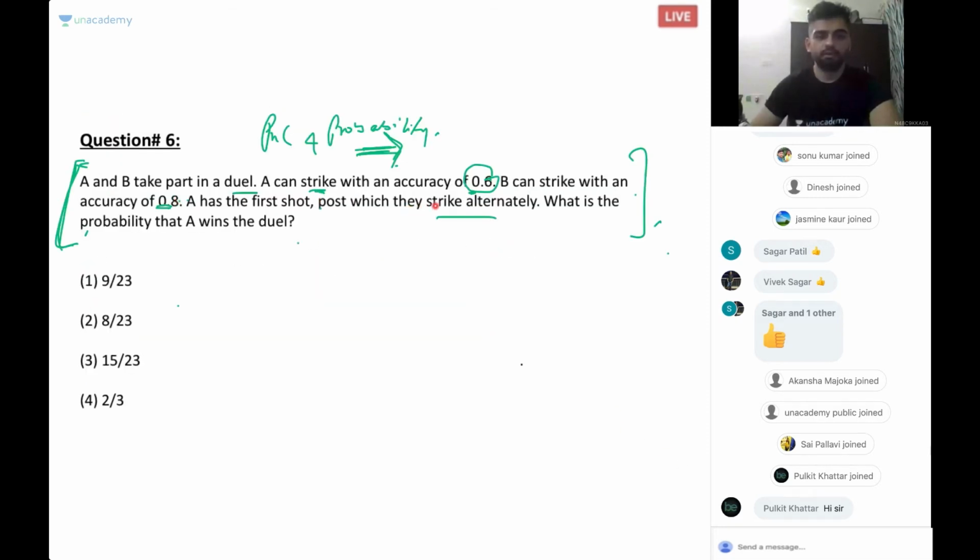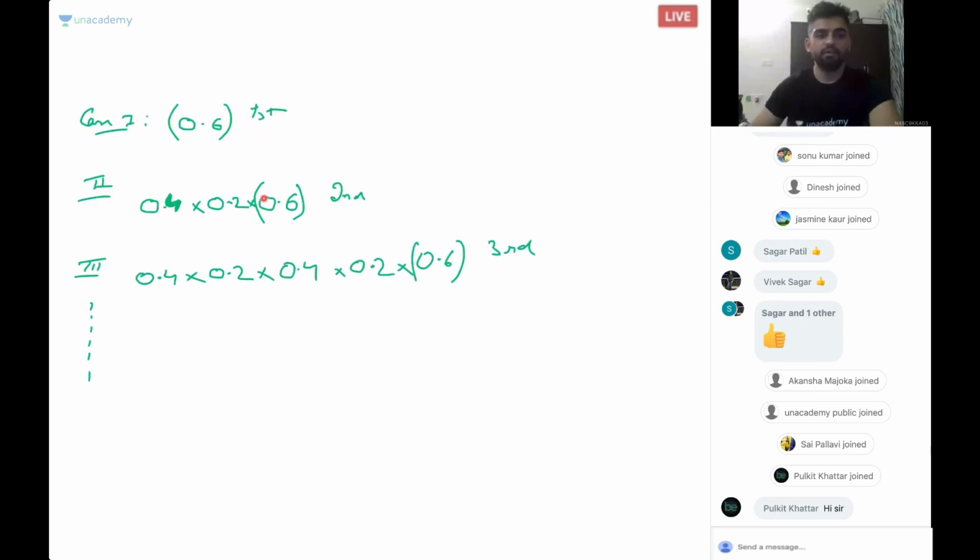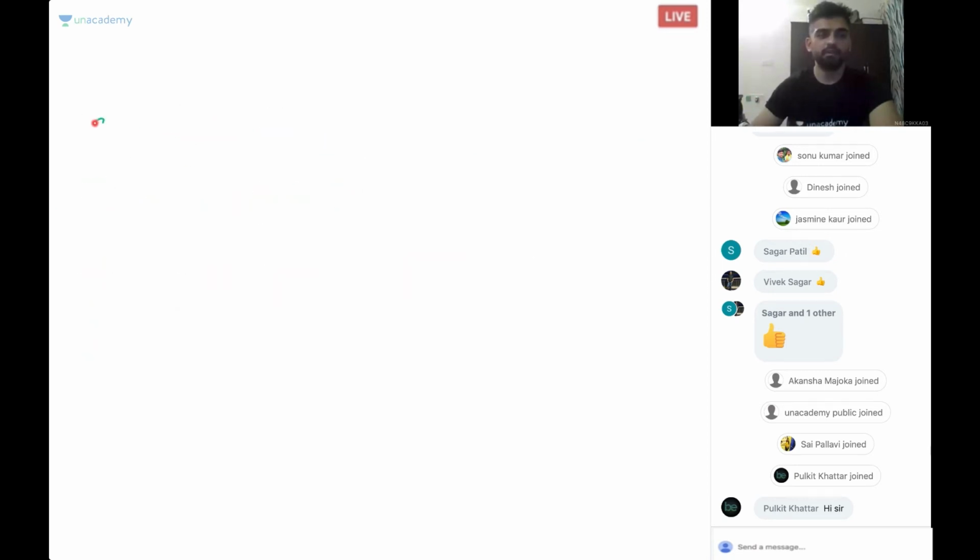To find out the probability that A wins the duel, probability would be a summation of all these individual probabilities. That is 0.6 plus 0.4 into 0.2 into 0.6 plus 0.4 into 0.2 into again 0.4 into again 0.2 into finally 0.6 and so on. चलता रहेगा infinity तक.